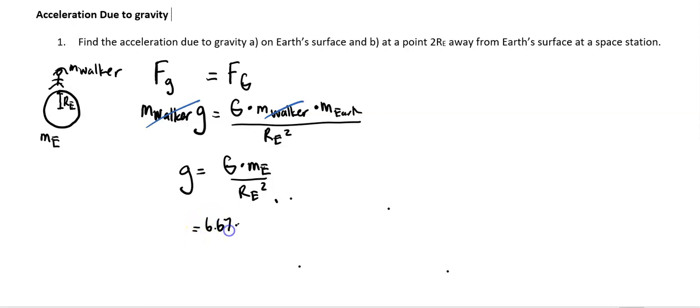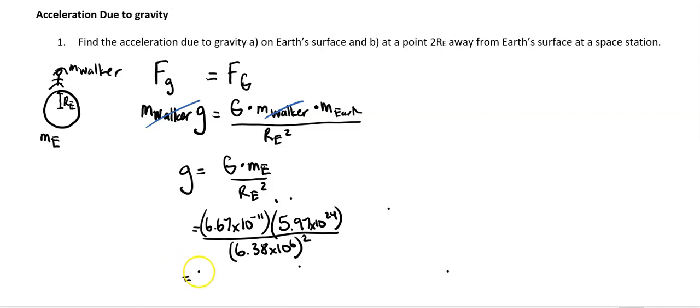G is, again, the same thing everywhere, 6.67 times 10 to the negative 11. I'm going to use a table. I know the mass of the Earth is 5.97 times 10 to the 24th. I'm also going to use a table to plug in the radius of Earth, which is 6.38 times 10 to the 6th. Now I'm going to put that on my calculator, being very careful to put everything in parentheses, and when I solve it out I get 9.78 meters per second squared.